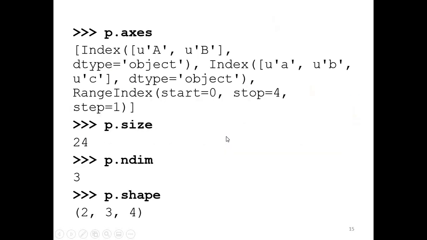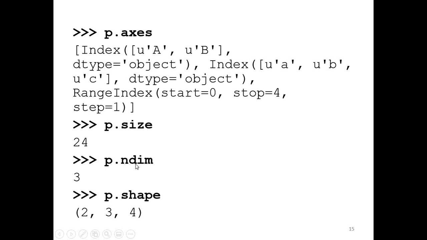Well, if you write p.axes, of course, it will show you the information about this. Don't bother about this u here. u is Unicode, u'A', u'B'. It will show you the elements in the index of the axes. Well, if you write p.size, of course, the data are in 2 into 3 into 4 form. So the total number of data points will be 24, 2 into 3 into 4. So p.size is 24.